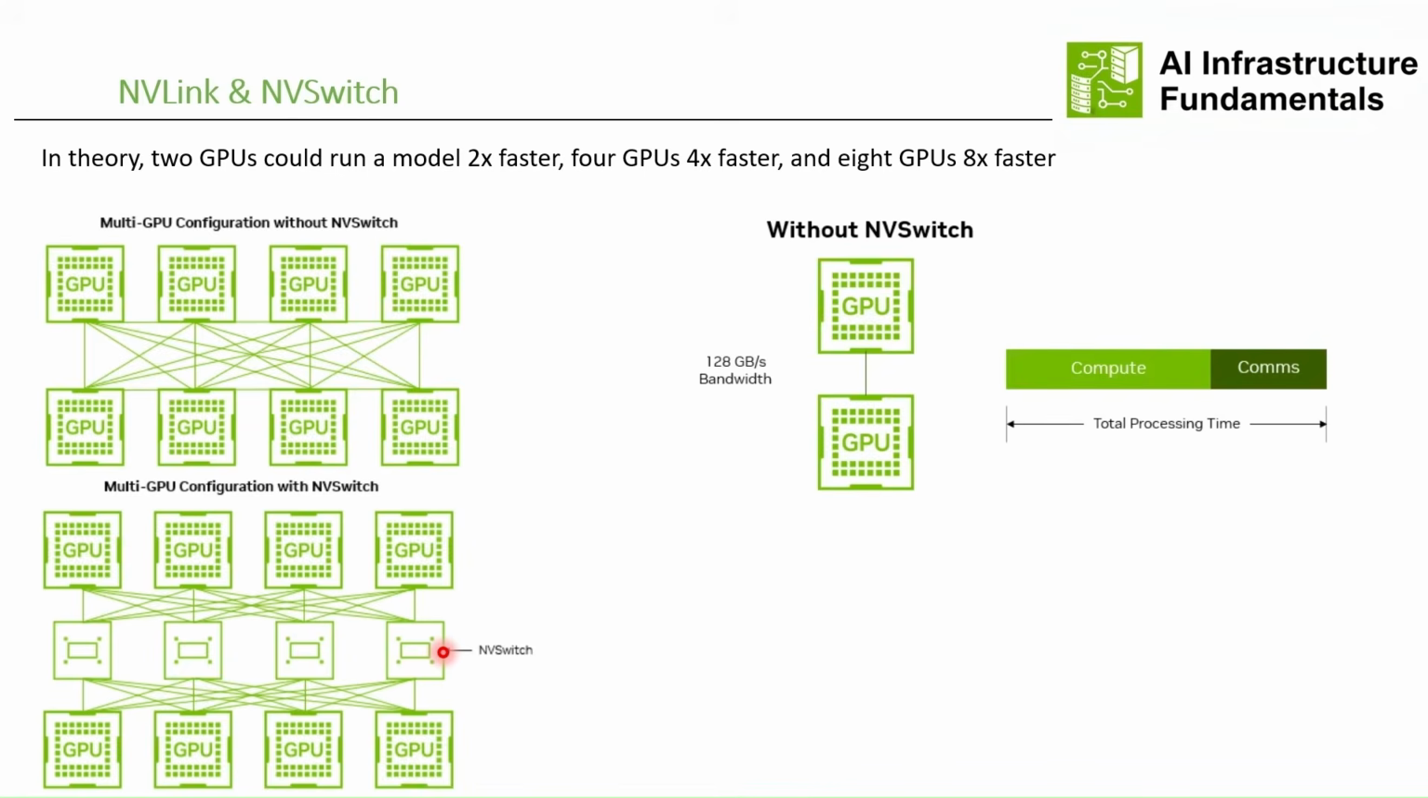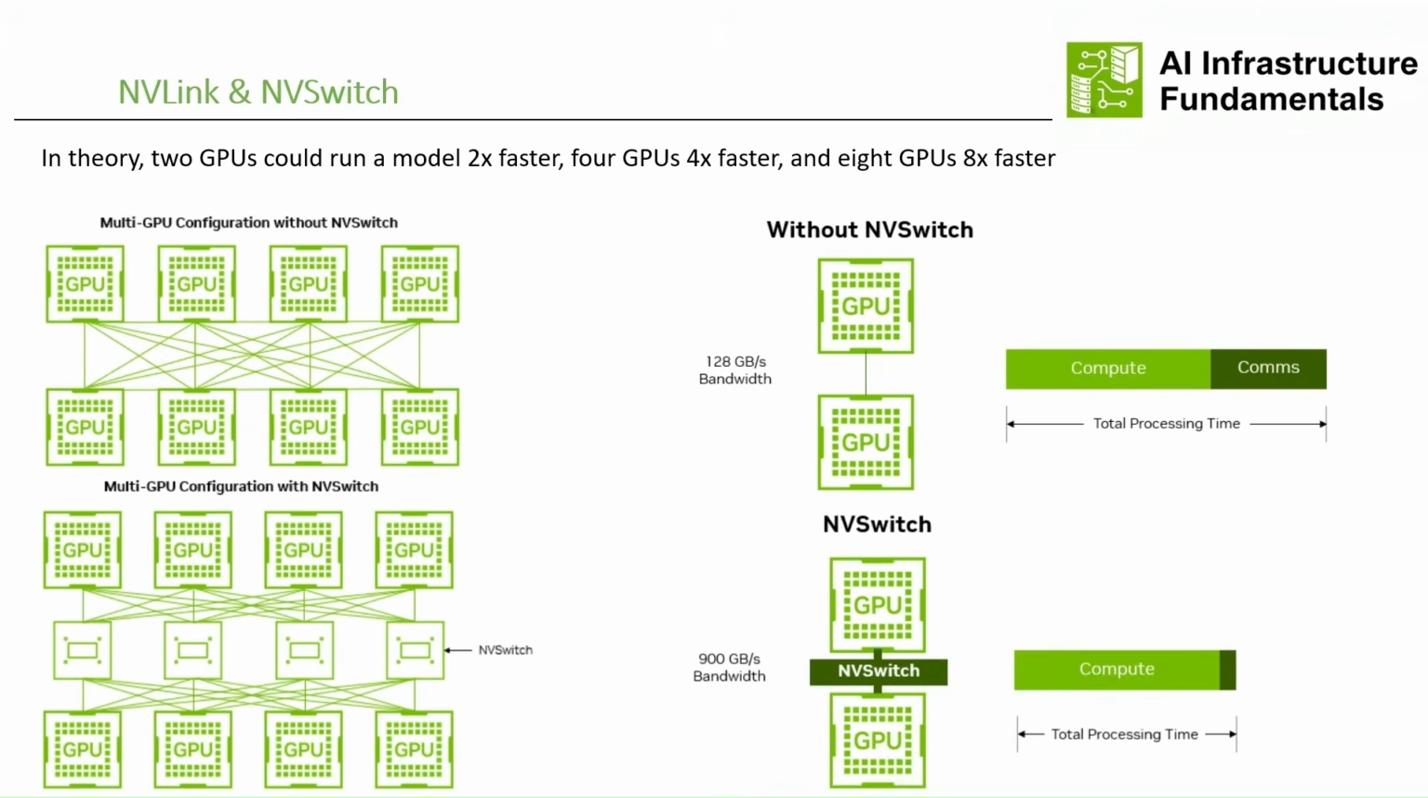So let's see how the speed improves without NVSwitch and with NVSwitch. Without NVSwitch, as you can see, the speed with which one GPU talked to another was 128 gigabytes per second, right? The total processing time was compute plus comms, so computation and then communication. That's the total processing time. So without NVSwitch, the bandwidth between the two GPUs is 128 gigabytes per second. Now let's see how that bandwidth increases with the introduction of NVSwitch.